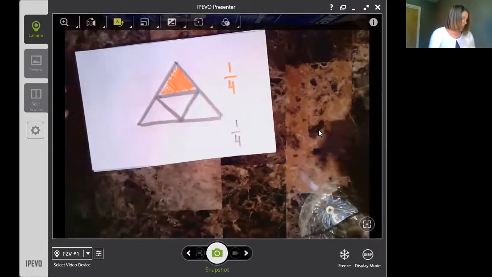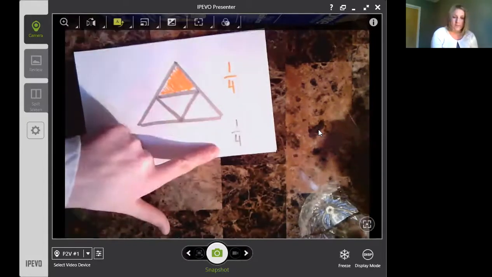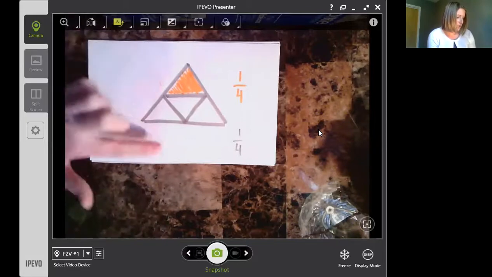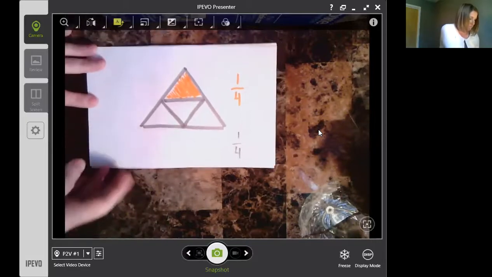This one here, I have 4 pieces, 1 is shaded, so my fraction is 1/4. It's also the same as my unit fraction. So that is also something that may pop up while you're doing Zearn, is that your shaded fraction and your unit fraction could be the same.